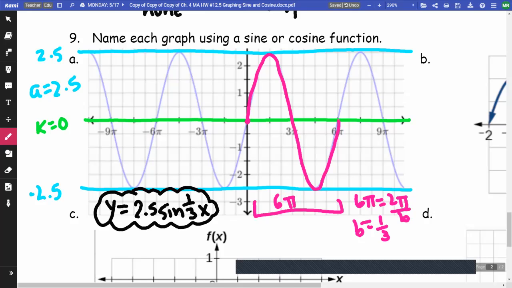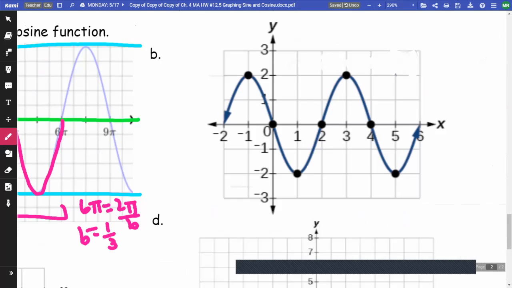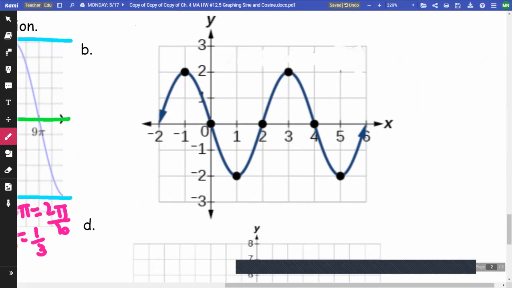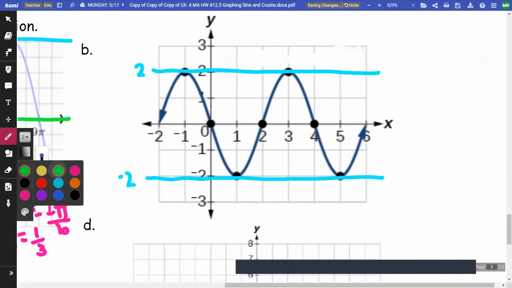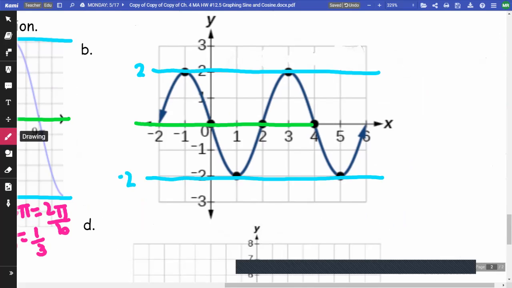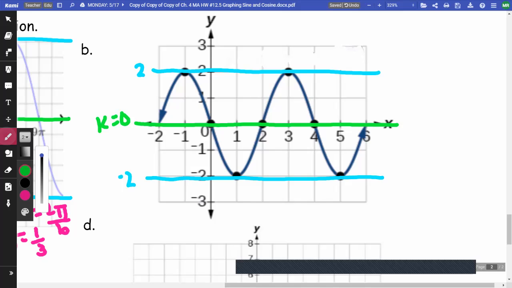Okay, let's take a look at B. High at 2. This is down at -2. So the vertical shift is at 0, which means my K is 0. My A is going to be 2, or maybe it's going to be negative, depending on how I'm graphing.